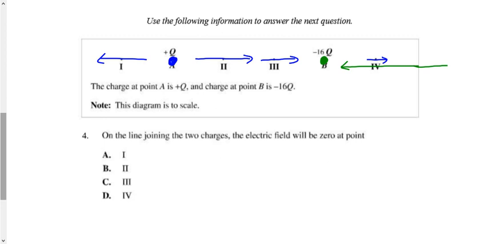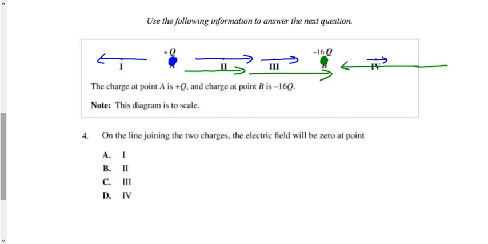And if they don't cancel out, then the electric field will not be 0. Here we would say the electric field is to the right and pretty big. They don't cancel out. Here it's to the right toward the negative producer and a little bit smaller because it's further away. They still don't cancel out. The answer is going to have to be position 1, right?